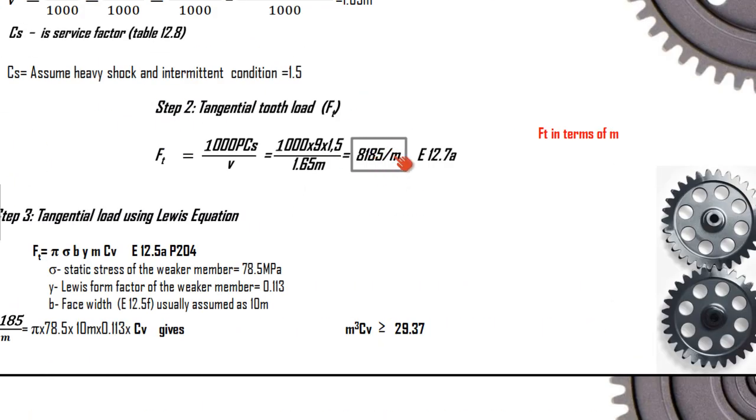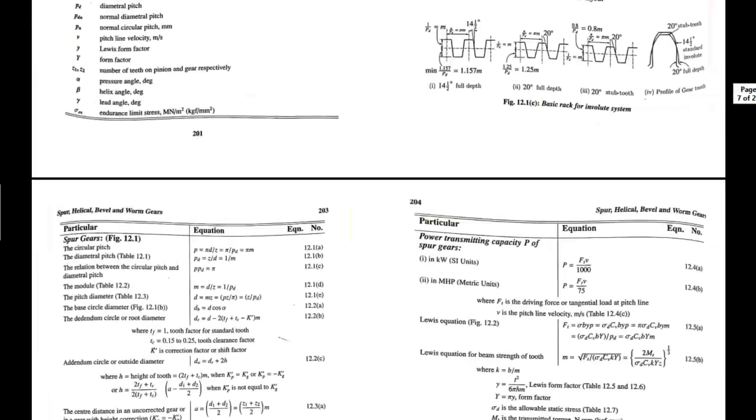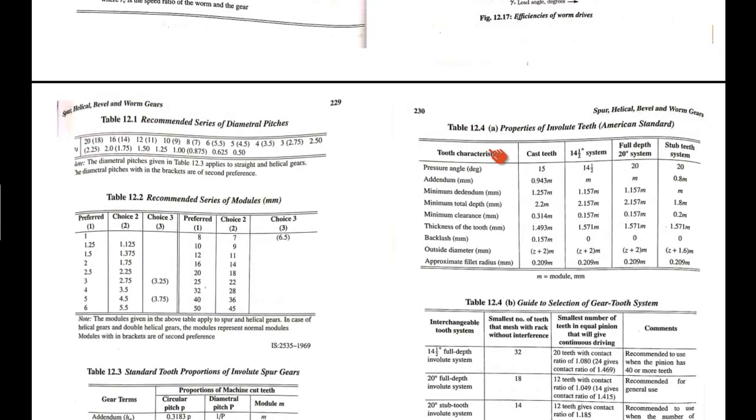8185 divided by 5. That value is going to be 1637 Newton. B is going to be 10 m, so it is going to be 50 mm. And velocity is going to be 8.25. Now we have to go and check two tables to find out the nomenclatures. In order to find out the nomenclature, you have got two tables, table 12.3 and table 12.4.